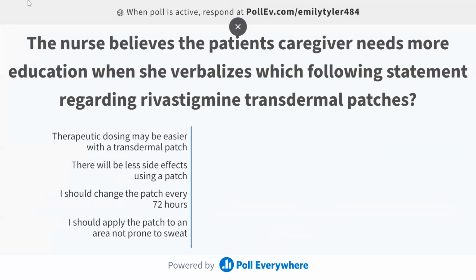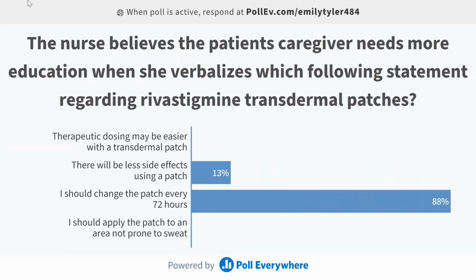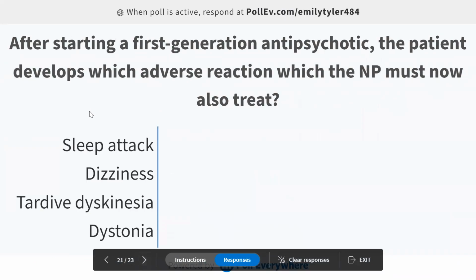You believe the patient's caregiver needs more education because she verbalizes which of the following regarding rivastigmine transdermal patches? You hate pharmacology. Rivastigmine patches should be changed how often? Every week. Yeah, I was like 100 for the first 4 questions.